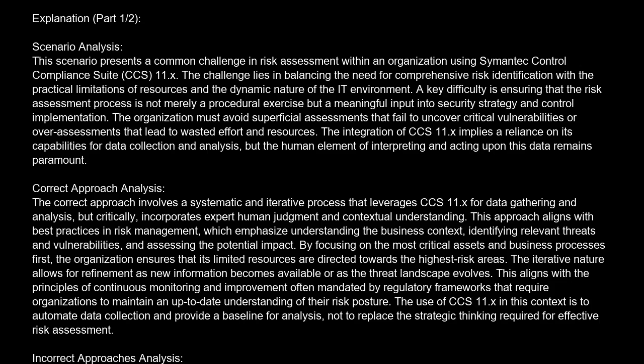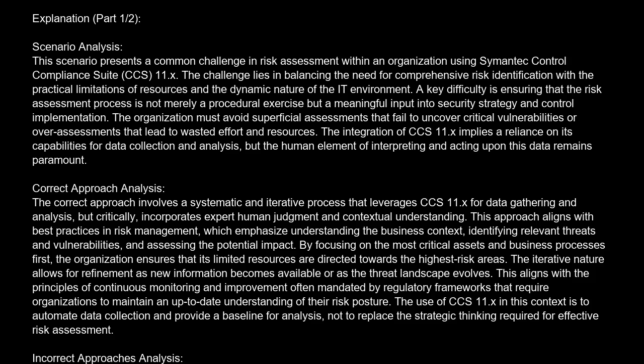The correct answer is B. Conducting a comprehensive vulnerability scan using CCS 11.x and prioritizing remediation based solely on the number of vulnerabilities identified across all systems. Explanation: scenario analysis. This scenario presents a common challenge in risk assessment within an organization using Symantec Control Compliance Suite, CCS 11.x. The challenge lies in balancing the need for comprehensive risk identification with the practical limitations of resources and the dynamic nature of the IT environment.